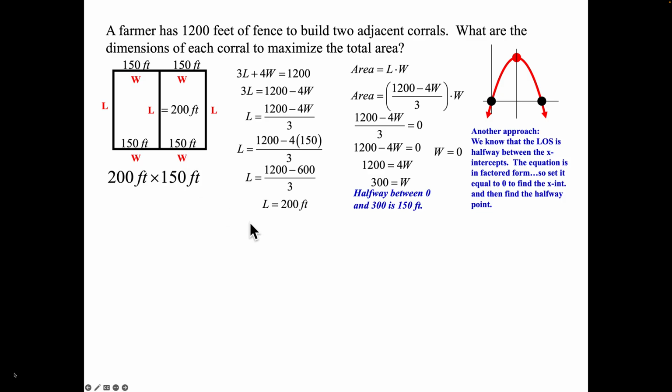If they wanted to know the maximum area of one of the corrals, okay, 200 times 150 would give me this area. If they wanted to know the total area of all the corrals, okay, multiply those together, then double it because you have 2 of them.